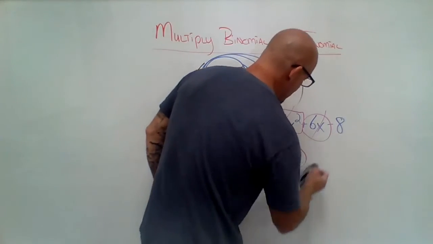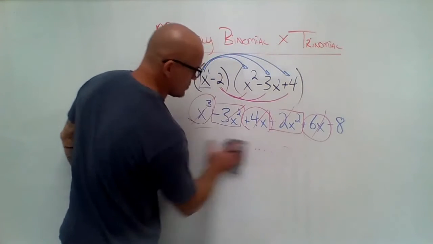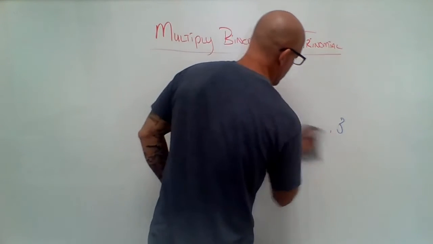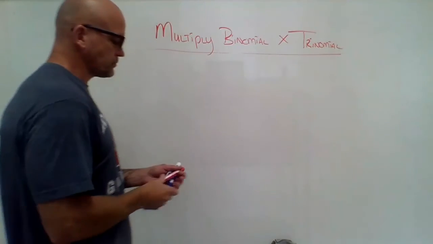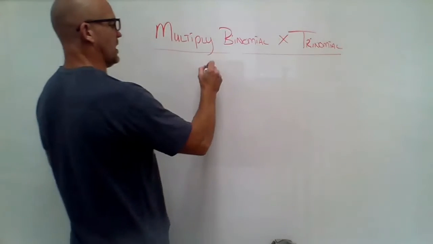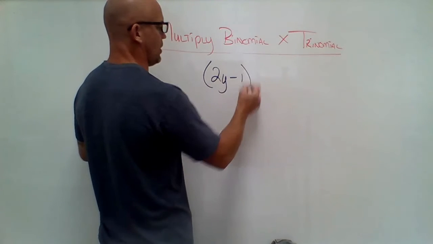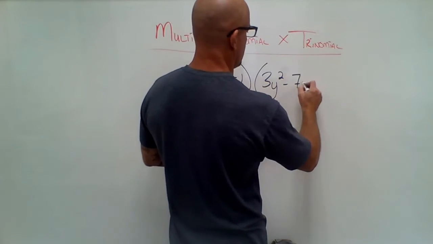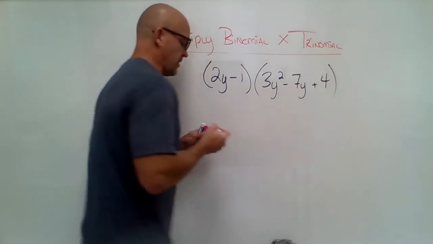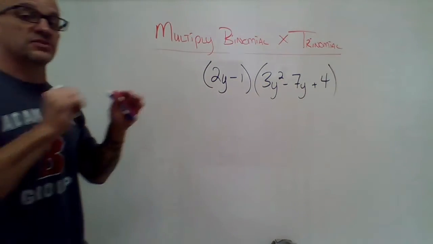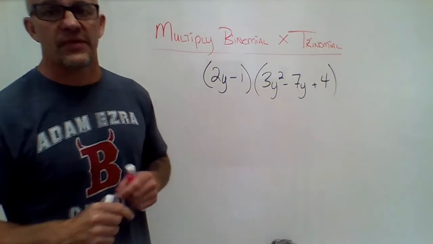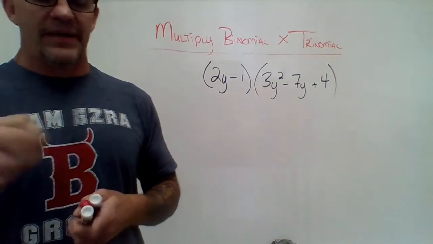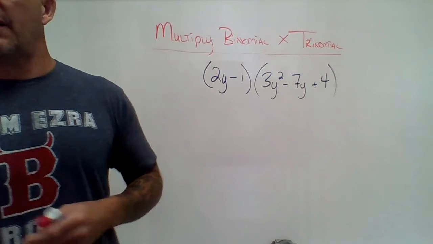I'm going to put another one up. If you feel comfortable with it, you can do it by yourself. Pause the video and give it a try. If not, you can simply follow along. So this time, let's put something like 2y minus 1. Let's multiply that times 3y squared minus 7y plus 4. So there we go. Again, we're taking a binomial times a trinomial. We cannot use the FOIL method because we're not taking a binomial times a binomial. So instead, we will do a little bit different version of the distributive property.